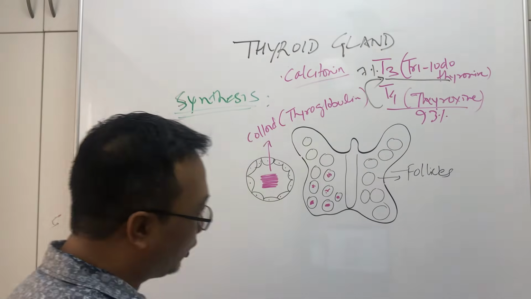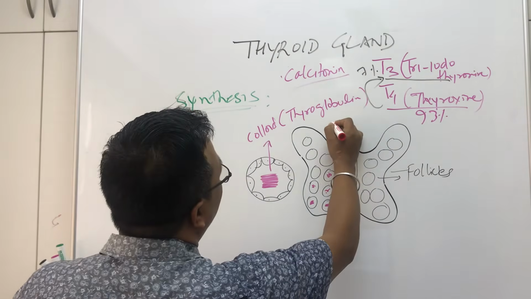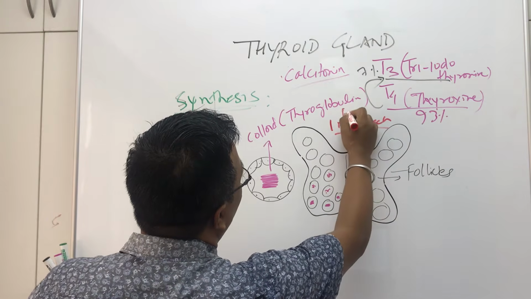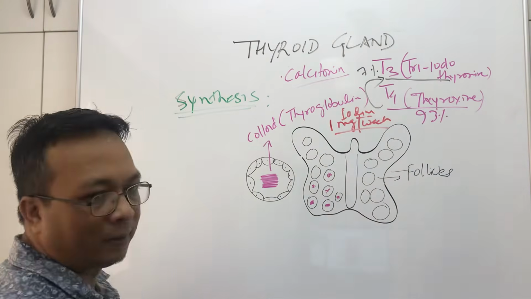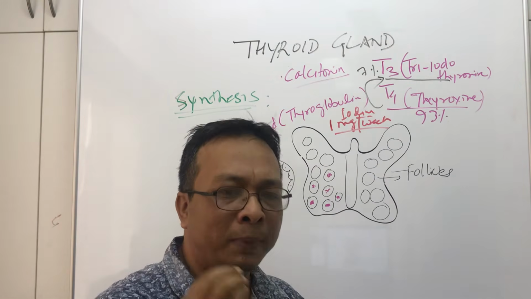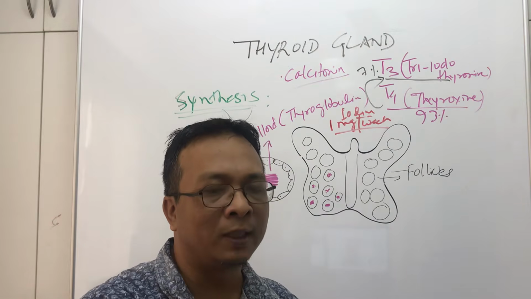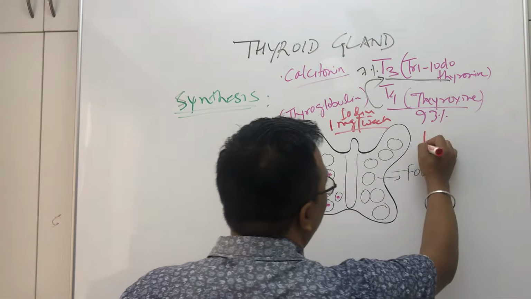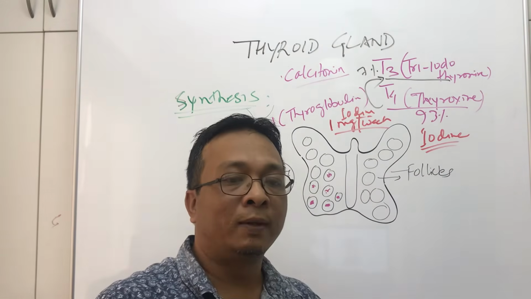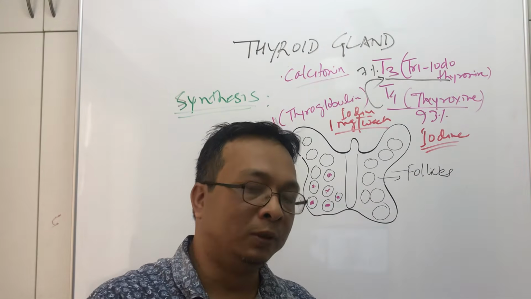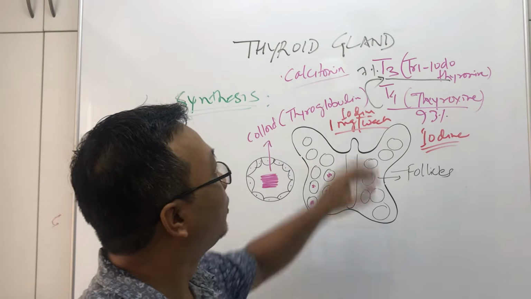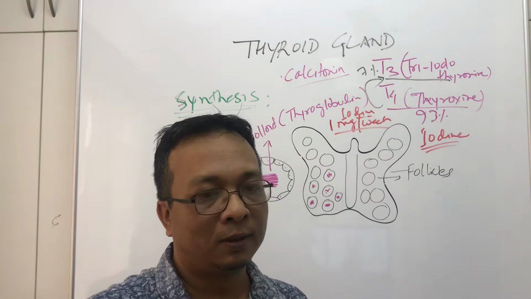Normally we require 1 milligram per week. That is our dietary requirement. We require iodine in our diet. The basic substance needed for making T3 and T4 is iodine. That's why we need to have constant iodine-rich food, because only when you consume iodine-rich foods can we have enough T3 and T4.